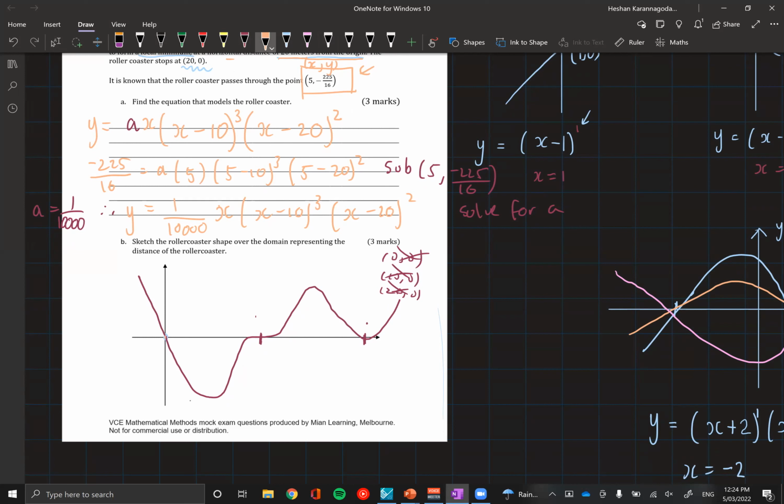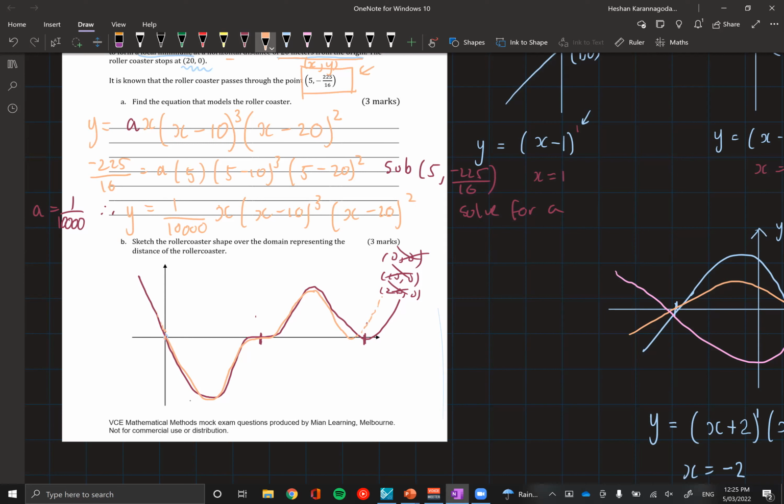You have to start at the origin. We continue going down. I'm just going to write over it again. We inflect, we form like a maximum turning point and we come down and we continue.